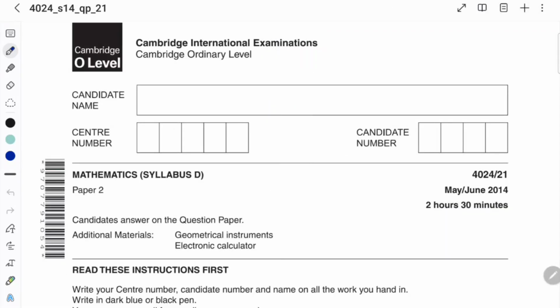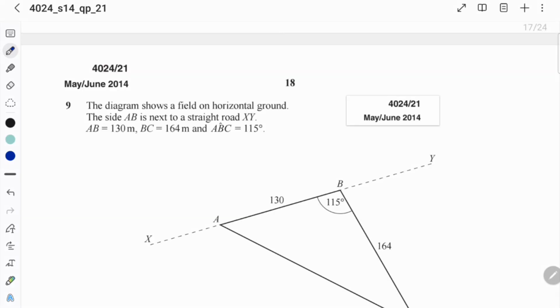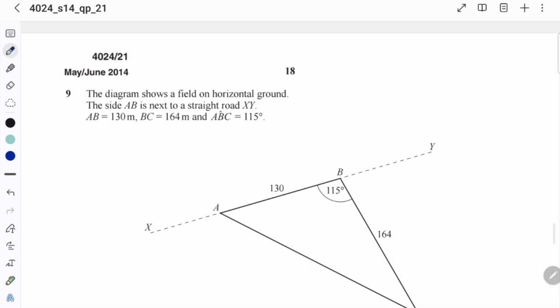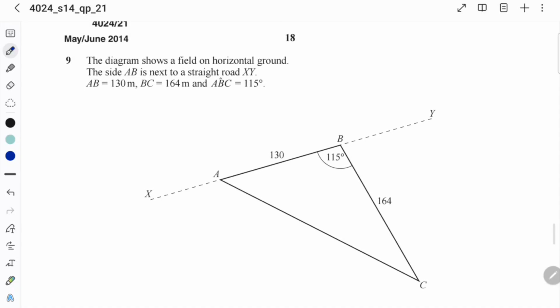Next question is from 0580 paper 2-1, May-June 2014. Let's begin the question. The diagram shows a field on horizontal ground. The side AB is next to the straight road XY. AB is 130, BC is 164, already labeled in the question. ABC is 115. Calculate the value of AC. So your AC is this side.